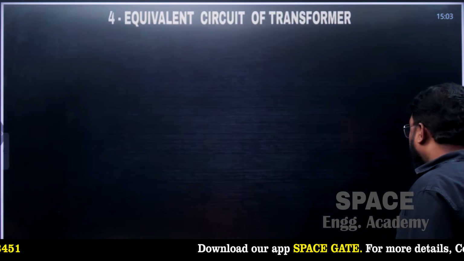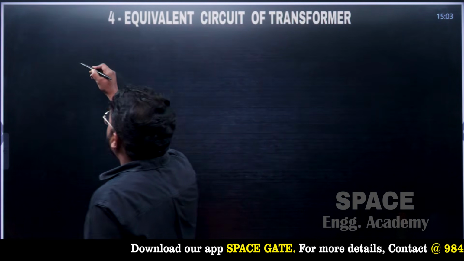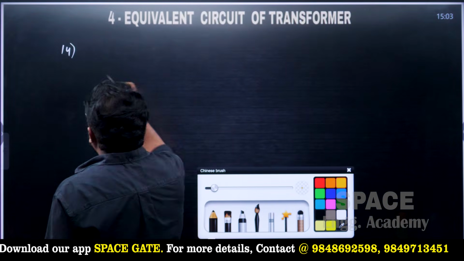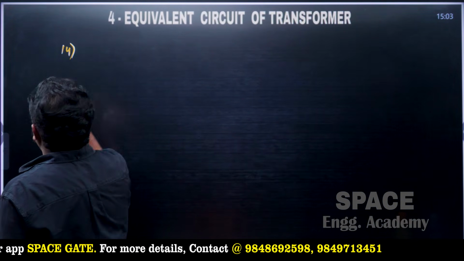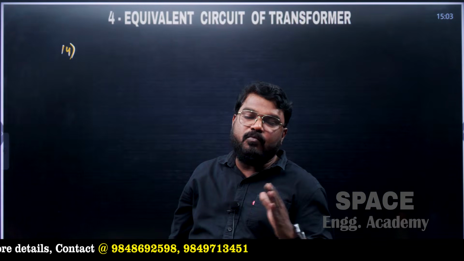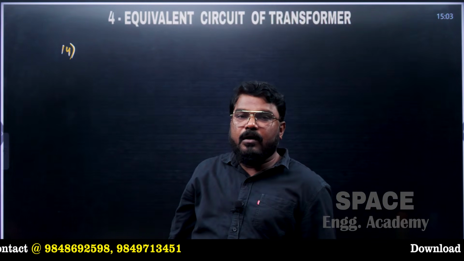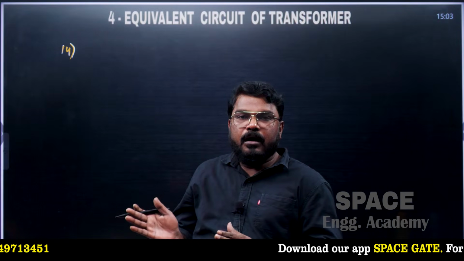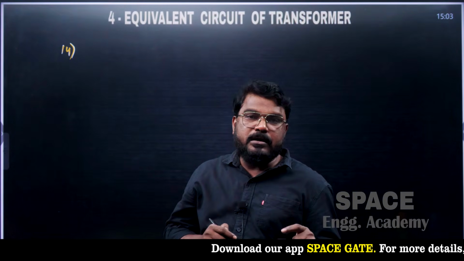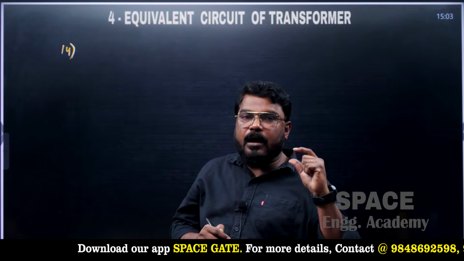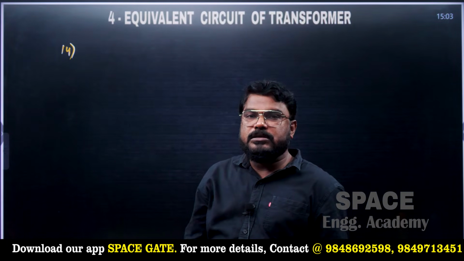Next, the 14th: how do we calculate the total reactance referred to the primary side? In order to transfer the reactance parameter from one side to another, what is the condition to be satisfied? This type of question. And to transfer the resistance parameter from one side to another, what is the condition? Copper losses should be maintained constant.